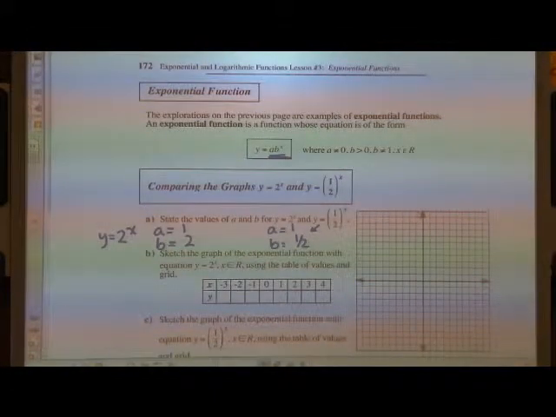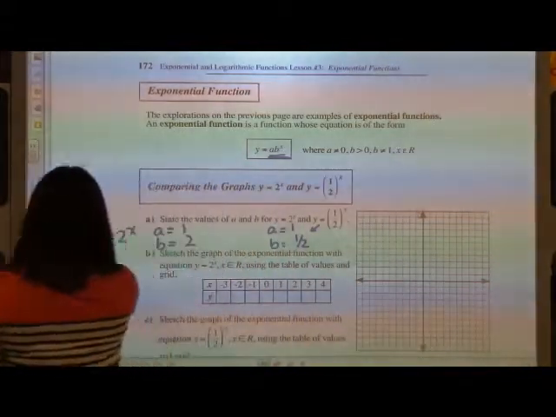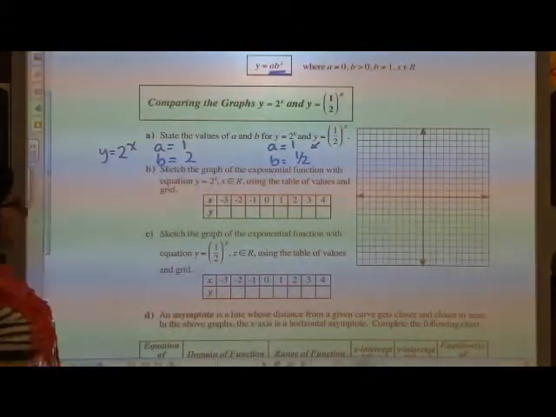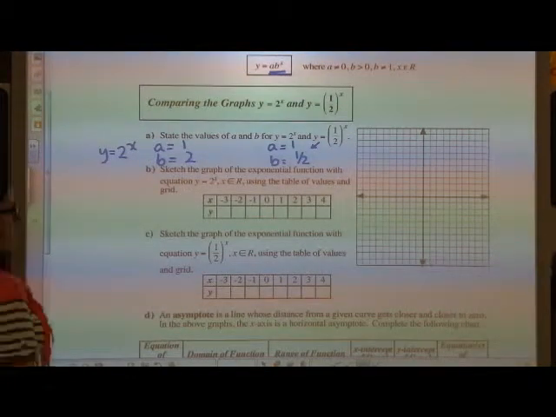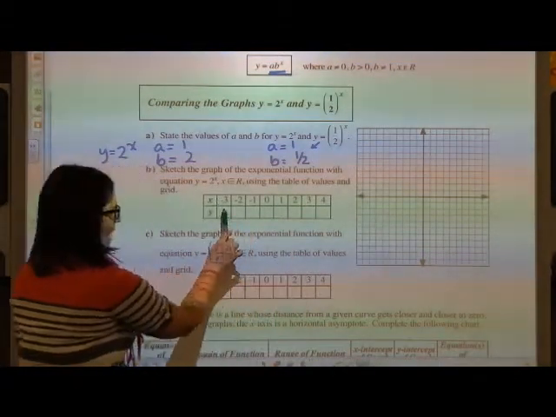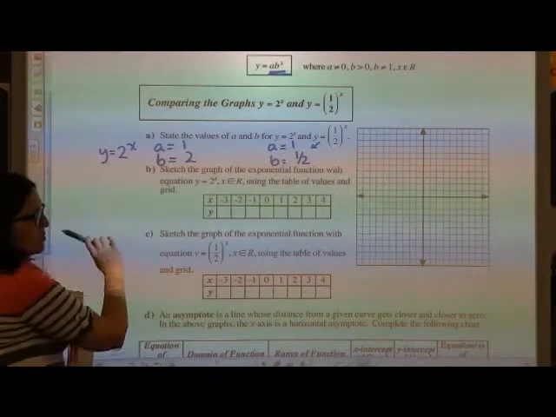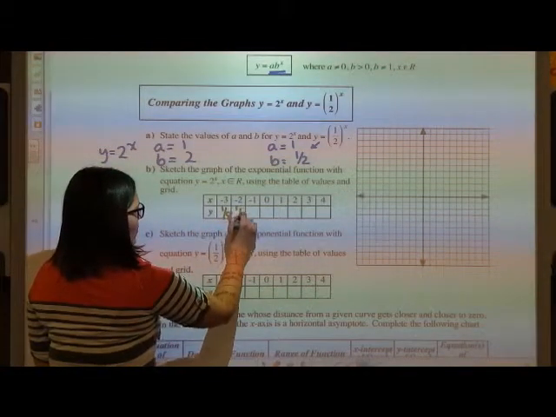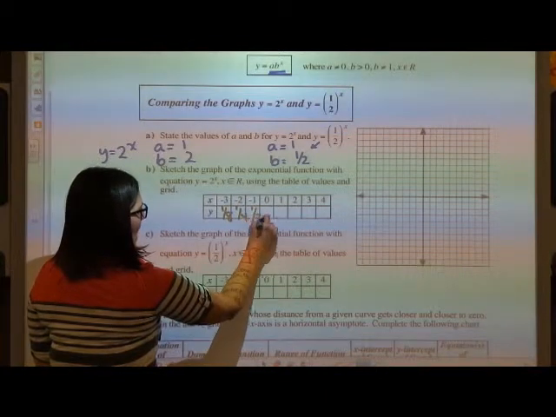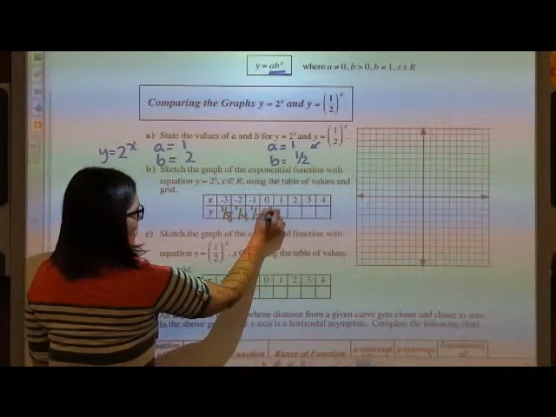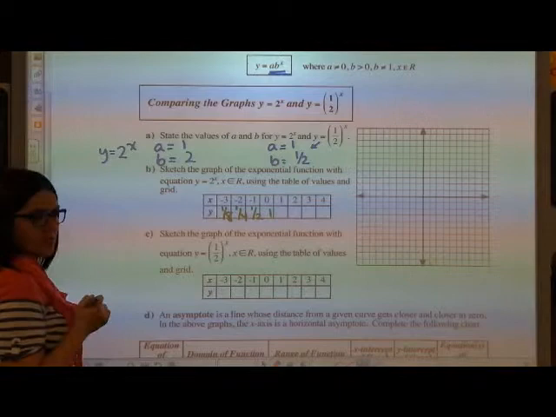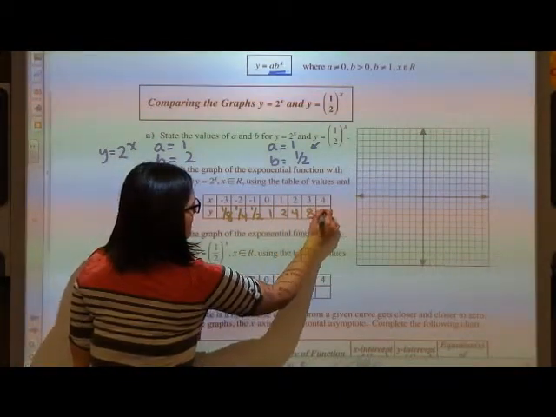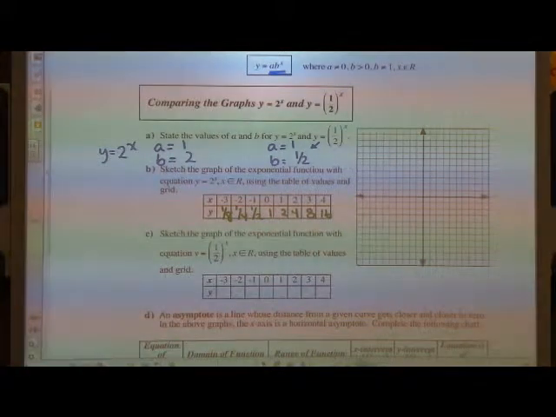So if we take a look at our table of values with our graphs, we have y equals 2 to the power of x. And what I asked you to do is keep these in fractional form. So if x is equal to -3, I get 1/8, 1/4, 1/2. When x is equal to 0, 2 to the power of 0 is 1. And then I get 2, 4, 8, and 16.